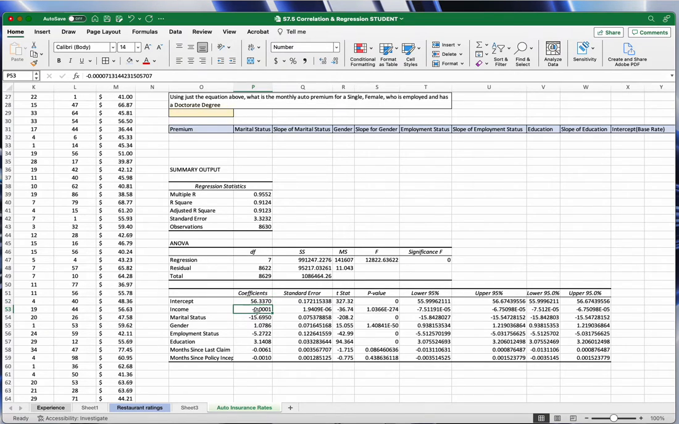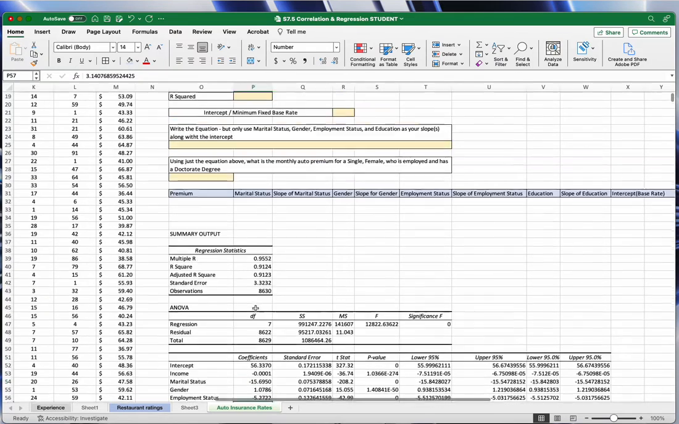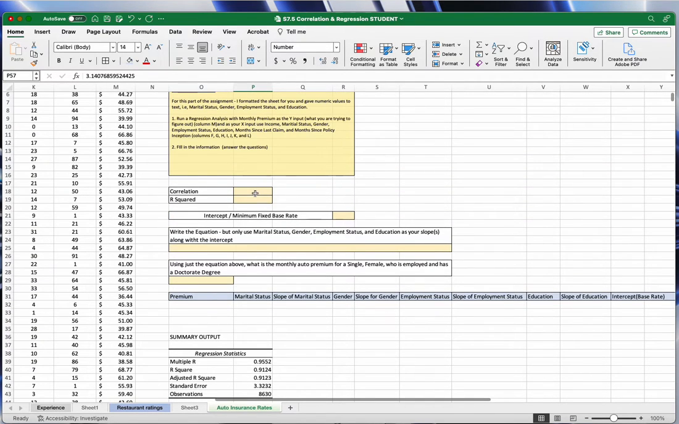So the higher your income, the lower your rate, but it's very little effect. We see that marital status has a big effect, like a negative $15. Gender has an effect, employment status, education status, and months since our last claim. So let's go in and fill out this information here.